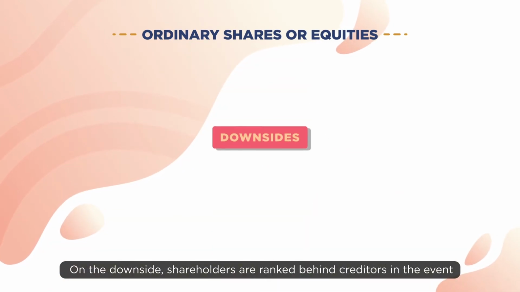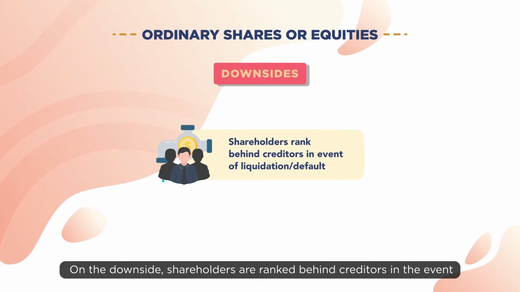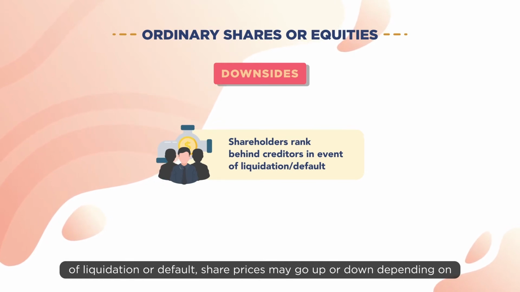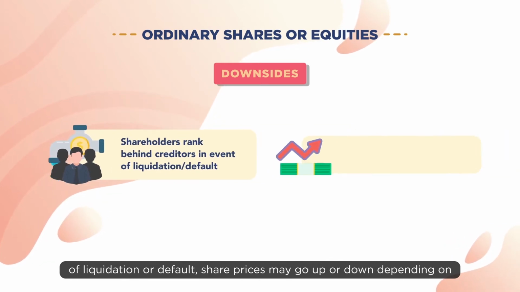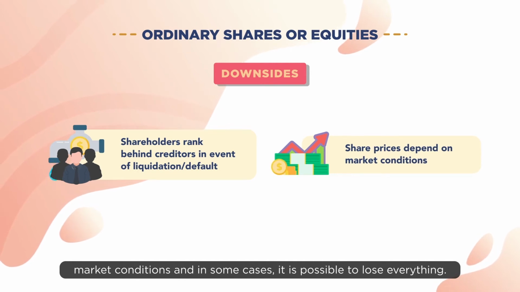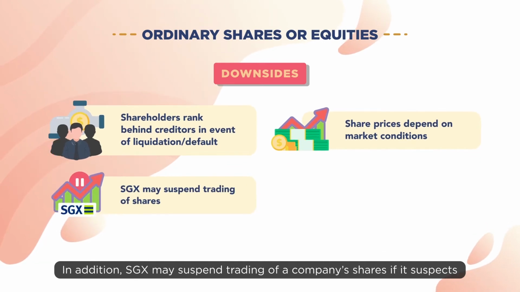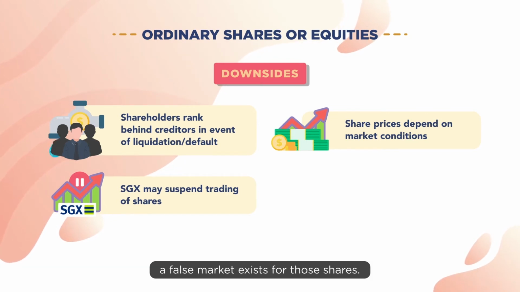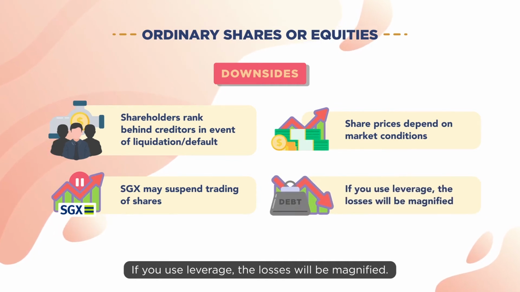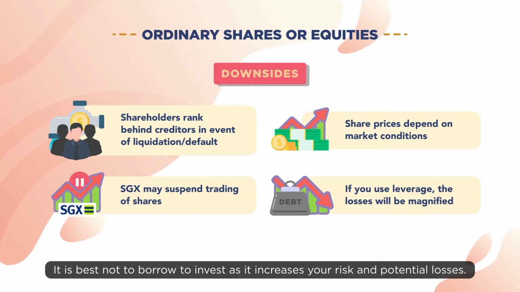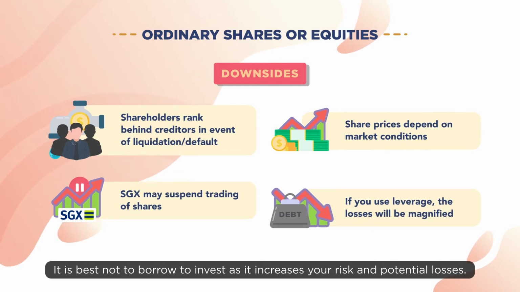On the downside, shareholders are ranked behind creditors in the event of liquidation or default. Share prices may go up or down depending on market conditions, and in some cases, it is possible to lose everything. In addition, SGX may suspend trading of a company's shares if it suspects a false market exists for those shares. If you use leverage, the losses will be magnified. It is best not to borrow to invest as it increases your risk and potential losses.